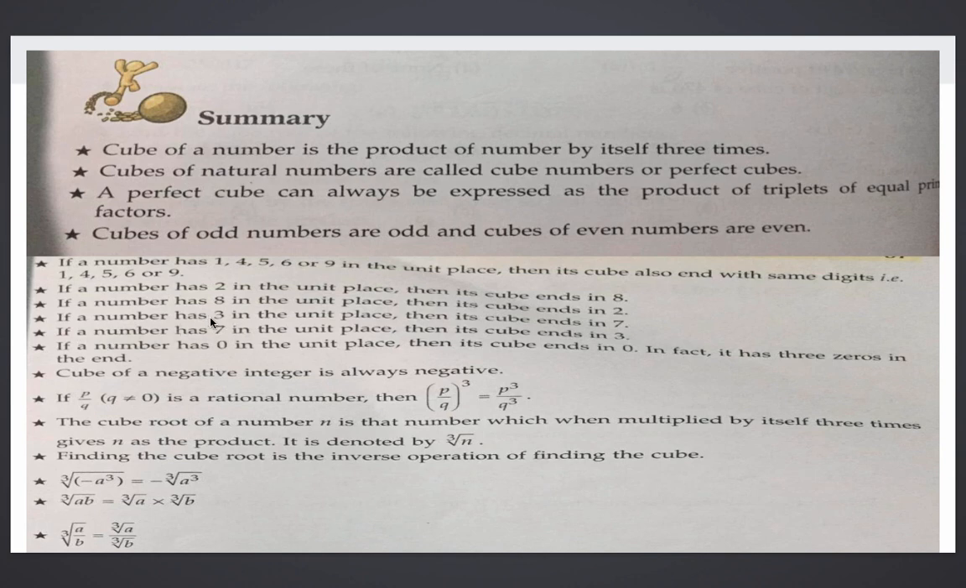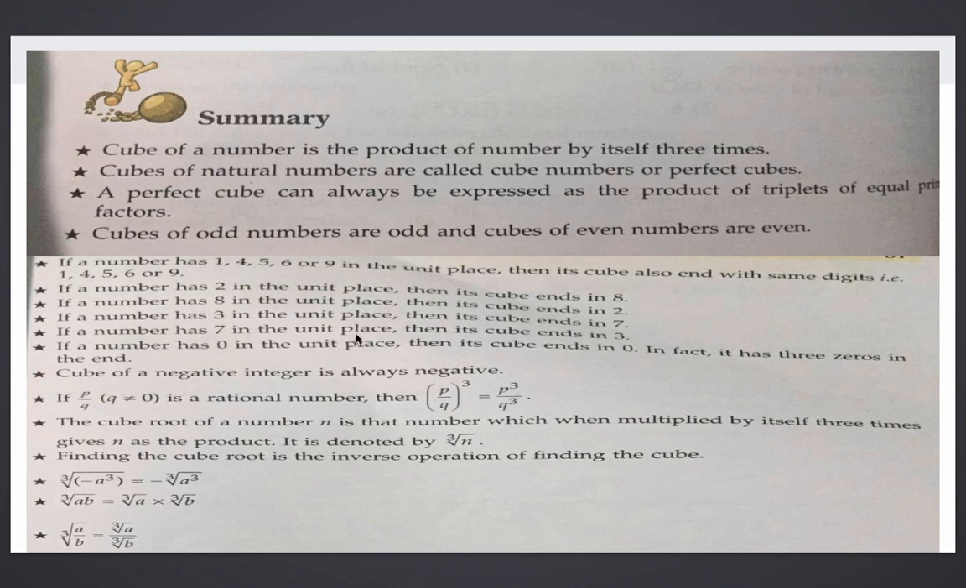Next, if a number has 3 in its unit place, 3 3s are 9, 9 3s are 27. So the cube ends in 7. For example, say the number is 43. 3 is there in the unit place. So whatever is the cube of that number, it will have its unit place as the digit 7. Clear?